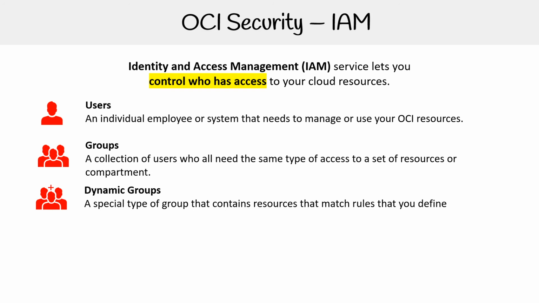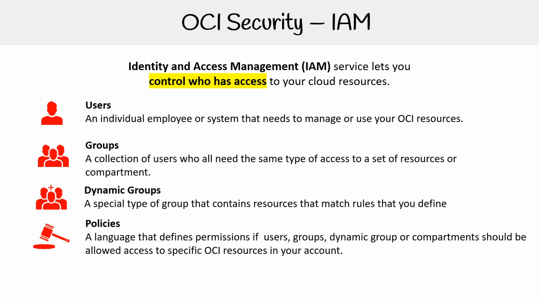Then you have dynamic groups. Dynamic groups is a special type of group that contains resources that match rules that you define. If this is not clear, don't worry. We're going to go through how to make a policy, and this will make it very clear. And then we have policies.